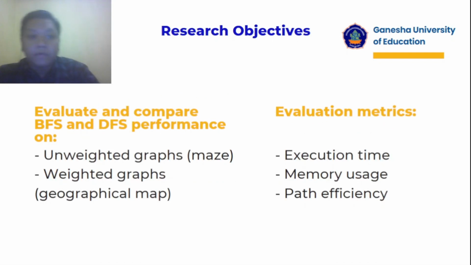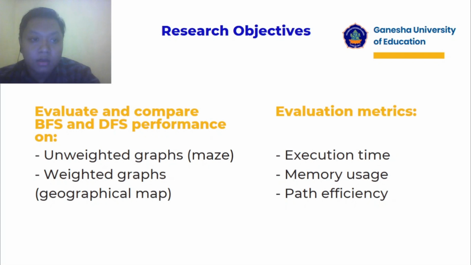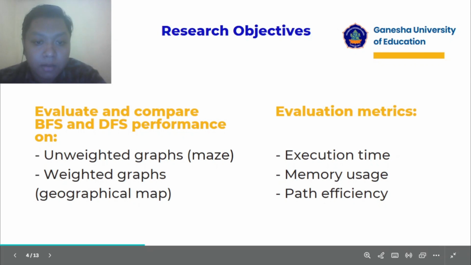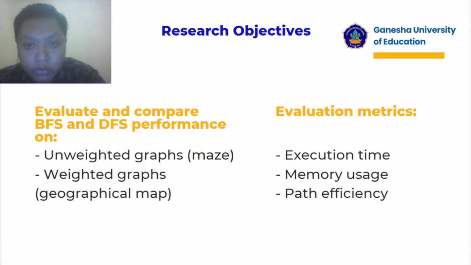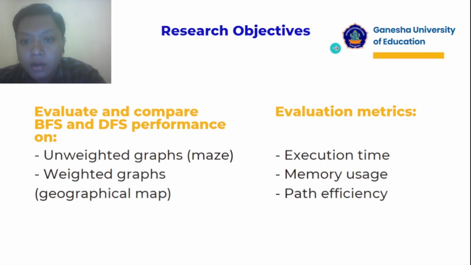For the objective, we will evaluate and compare BFS and DFS on two types of graph. The first one is unweighted graph, where all edges have the same weight or no weight, such as a maze, and then weighted graphs, where each edge has a certain weight, like a geographical map. And for the comparison metrics, I will use execution time, memory usage, and path efficiency.